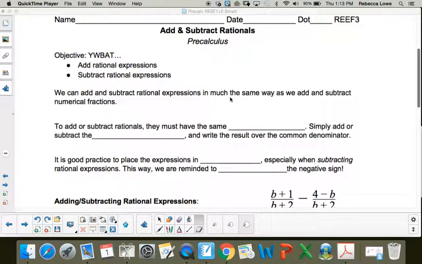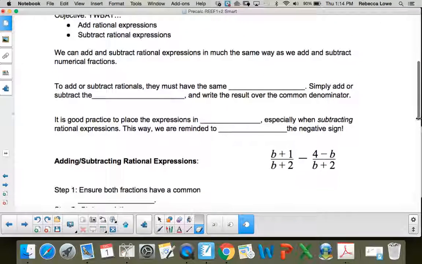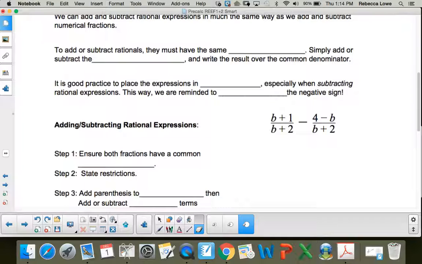This is the first video of probably 3 for this particular lesson. This is Rational Expressions, Equations, and Function Lesson 3, adding and subtracting rational expressions. So we are going to be adding and subtracting rational expressions, and this is done the exact same way that you would add numerical fractions. And that means that you have to have the same denominator in order to add or subtract fractions and therefore rational expressions.